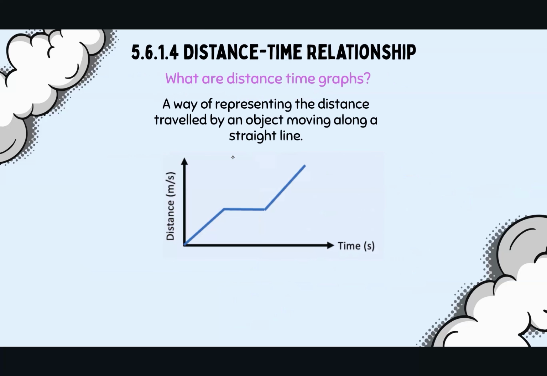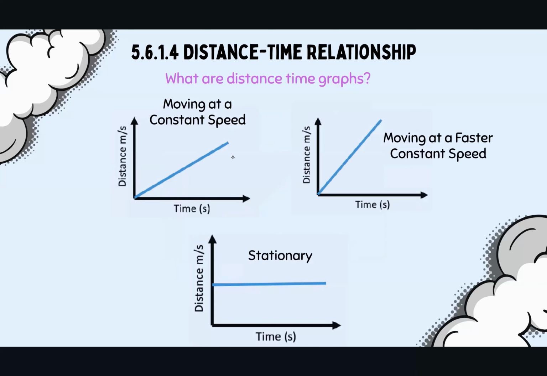Okay, distance time graphs. It's important to understand what each thing represents. If you've got a constant straight line like this, that means it's moving at a constant speed. If you compare number one to number two, they're both constant speeds, but this one has a steeper gradient. The one with the steeper gradient is moving faster. And if the line is just a flat straight line, that means the distance isn't changing. That means the person has stopped.